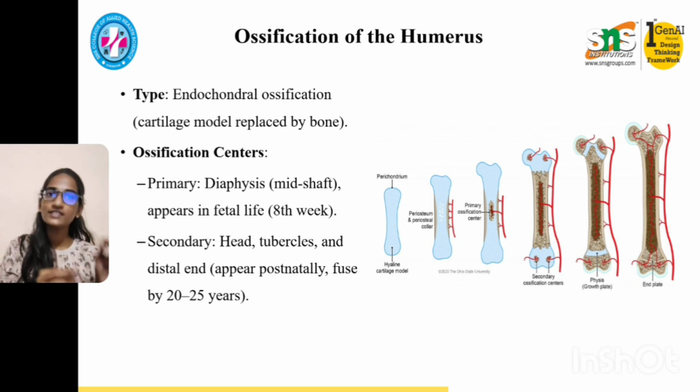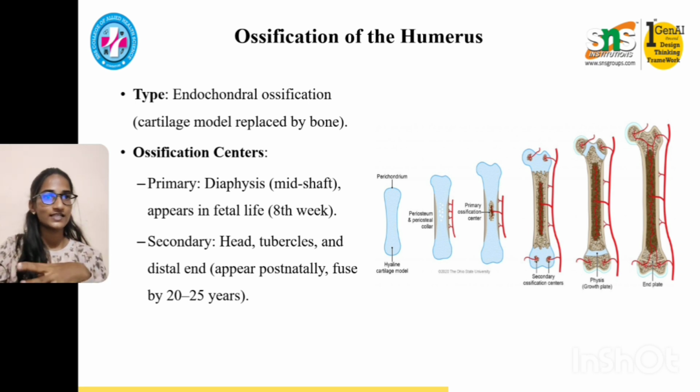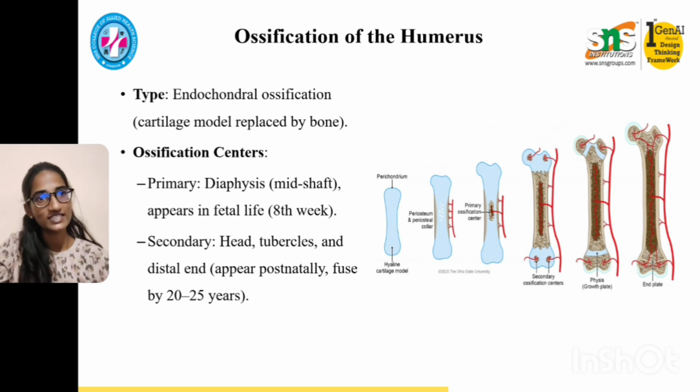The shaft starts its fetal life in the 8th week, while the head and tubercles and the distal ends get secondary centers after birth, fusing by our 20s. In kids, the growth plates, that are also called as epiphyseal plates, are key. Damage can stunt arm growth. And also OT tip, for pediatric fractures, handle gently to protect the growth plates. X-ray shows ossification centers and guides surgery.